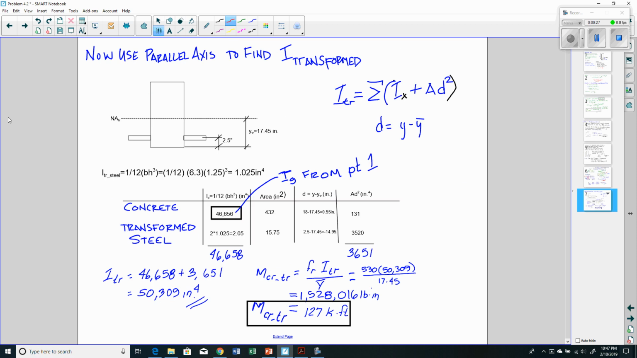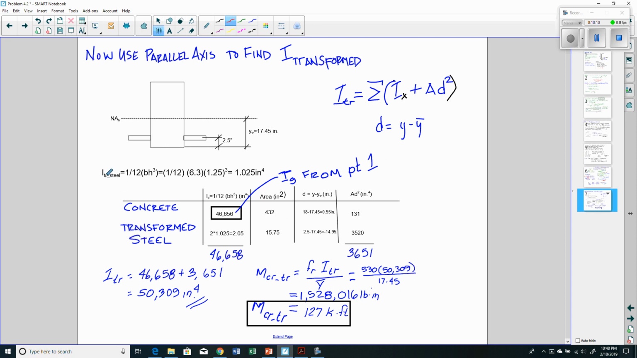So after that, what we can do now is use the parallel axis theorem to find the transform moment of inertia. So recall that our transform moment of inertia is going to be equal to the sum of the respective moment of inertia of each section about its own neutral axis, plus its area times its distance squared from the composite transform section neutral axis. So that's this D. So this D is equal to the individual distance to its individual neutral axis minus the transform neutral axis distance.